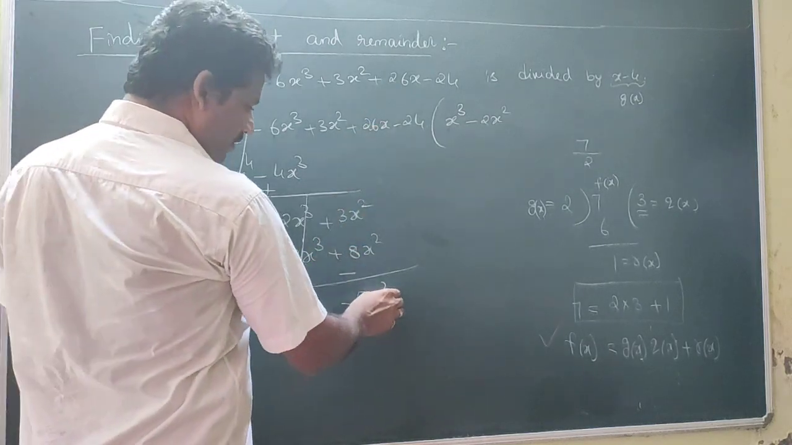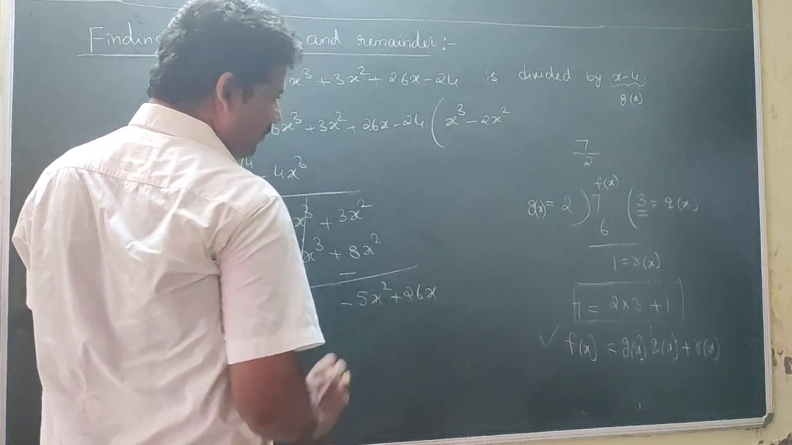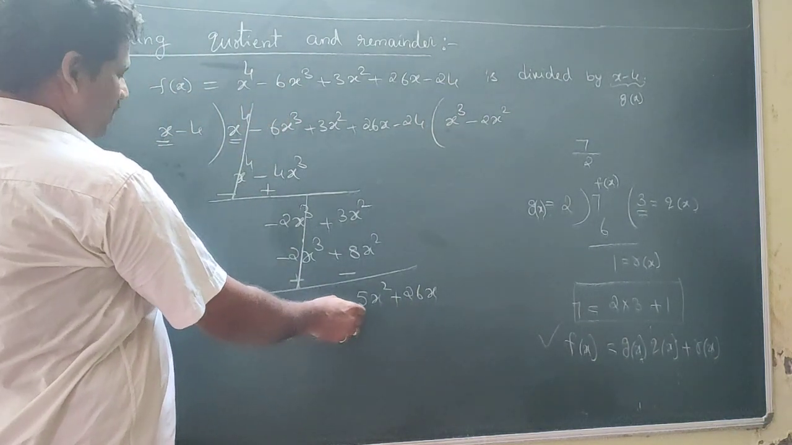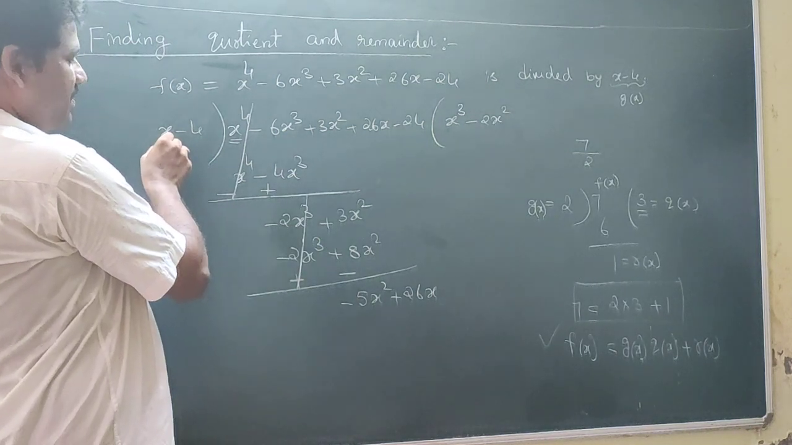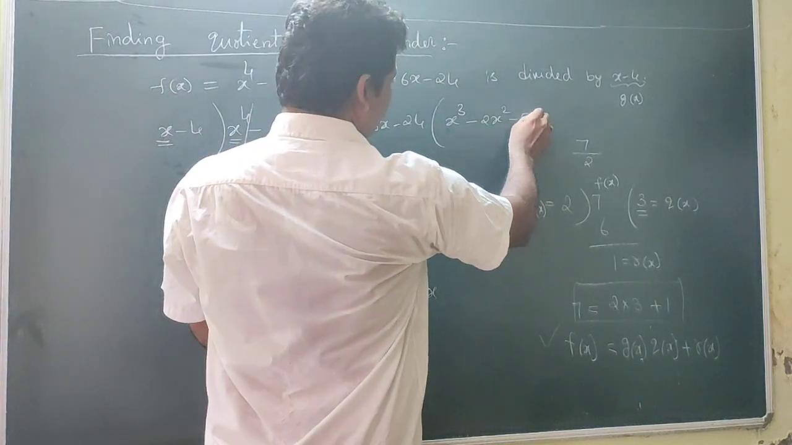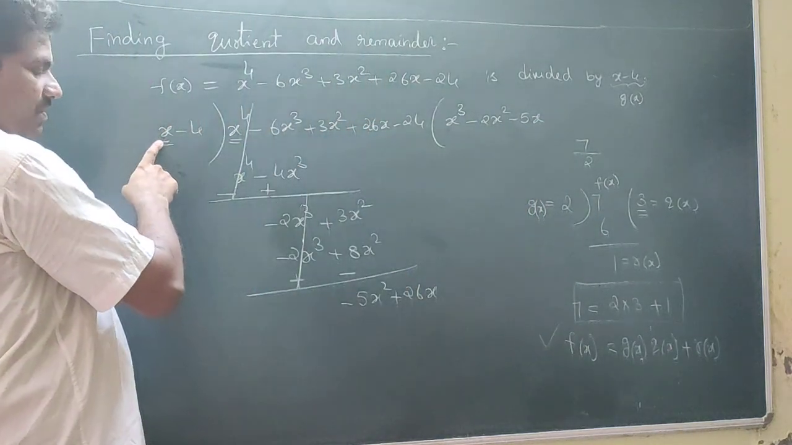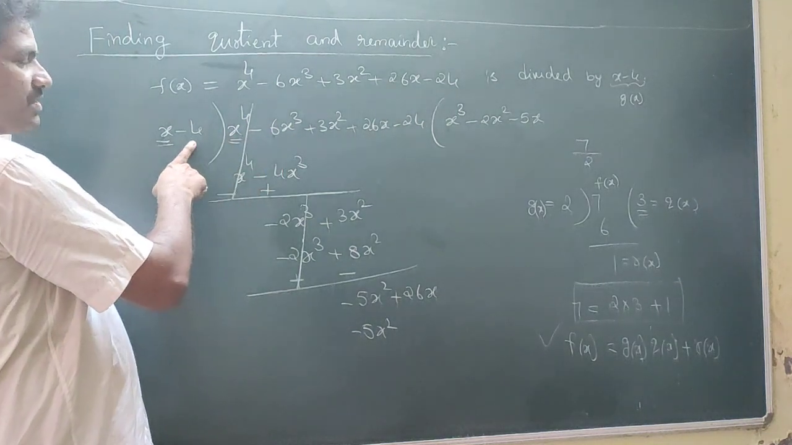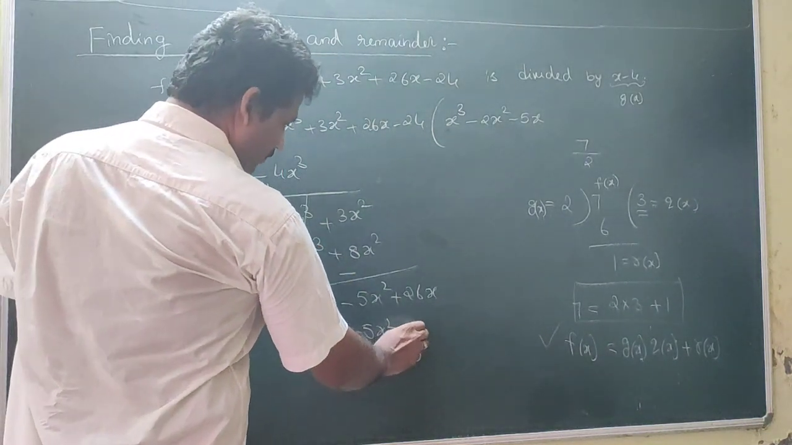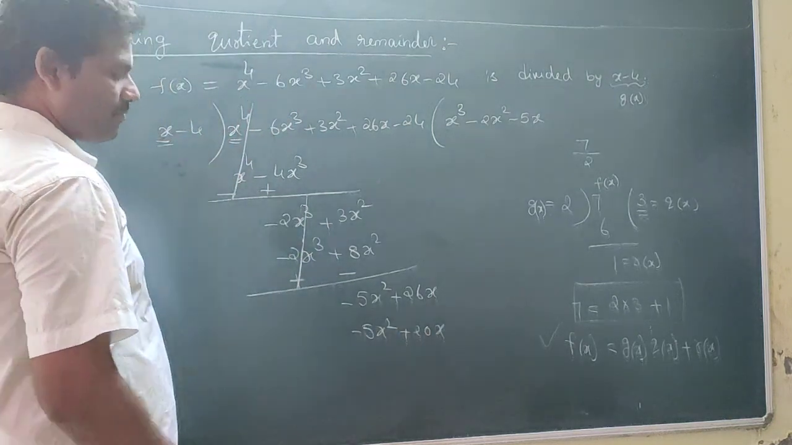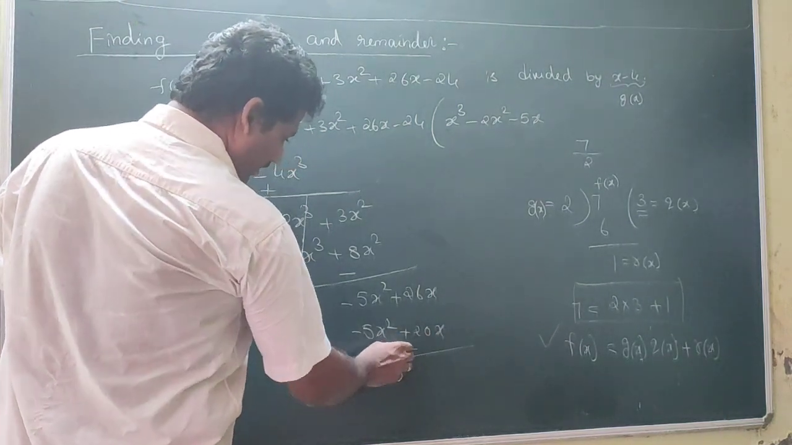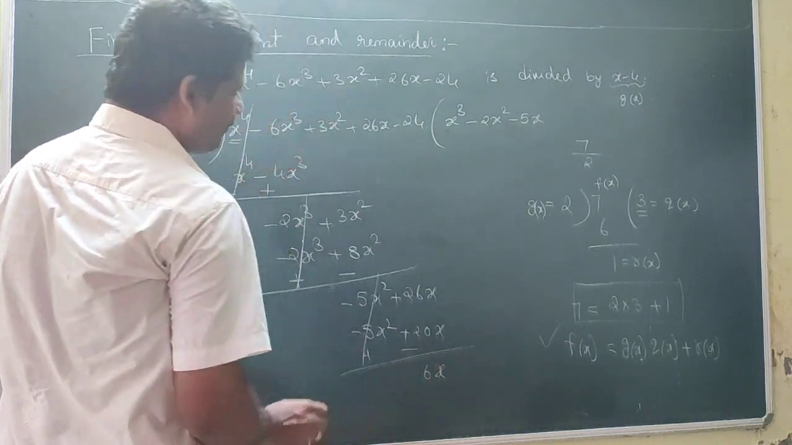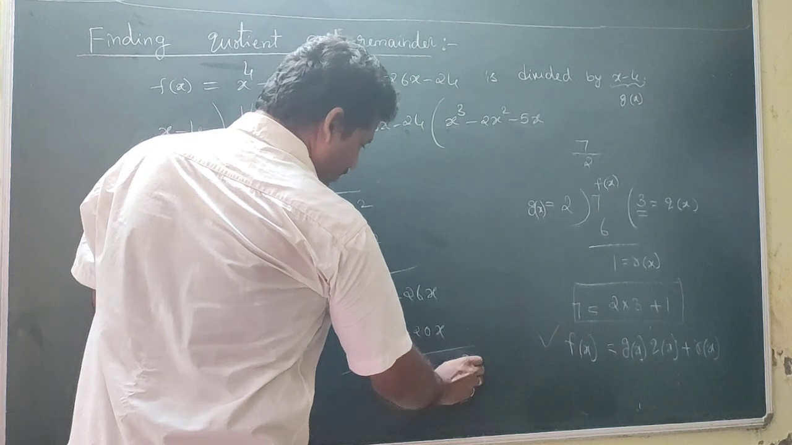And the next one is plus 26x. So this is the x and here it is minus 5x. So we should multiply with minus 5x. Minus 5x into x is minus 5x square. Minus 5x into minus 4 is plus 20x. So plus, minus, both cancel. 26 minus 20x, that is 6x. And the last one is minus 24.